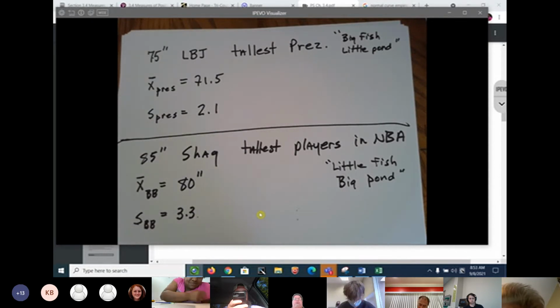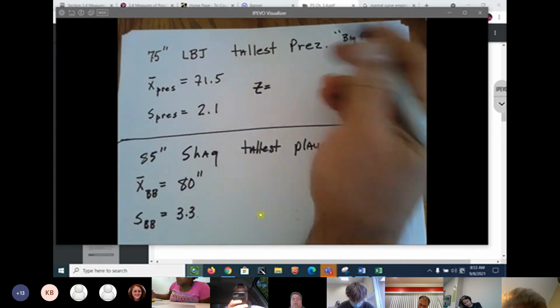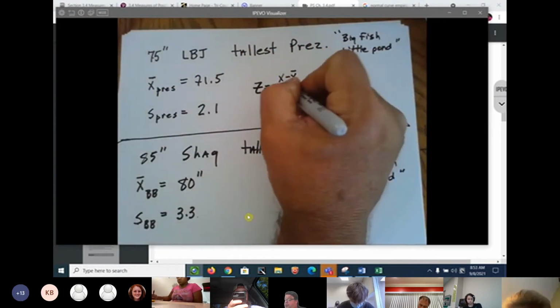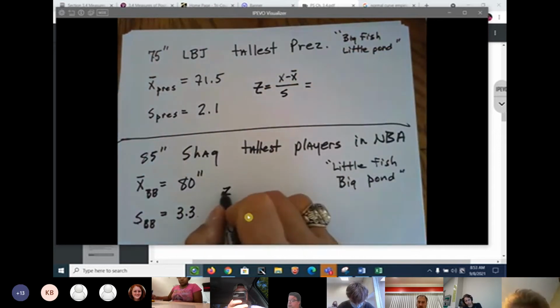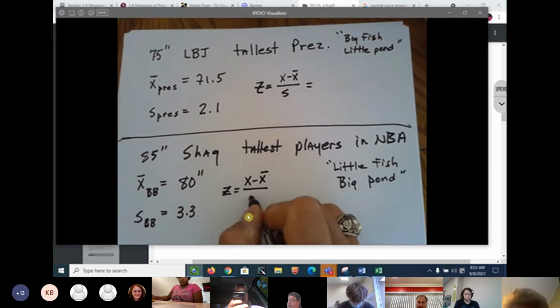And that's what z-scores do. Write that down. Z-scores compare apples to oranges. So you change each one to a z-score: x minus x bar over standard deviation.